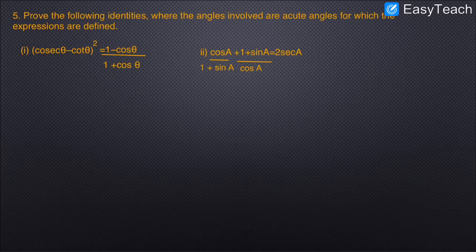I hope now you know what formula I am going to use next. Yes, a cube minus b cube. So this is a cube, this is b cube. What is the formula? a cube minus b cube equals a minus b into a square plus ab plus b square. So this is the formula for a cube minus b cube. Let's apply it on this.